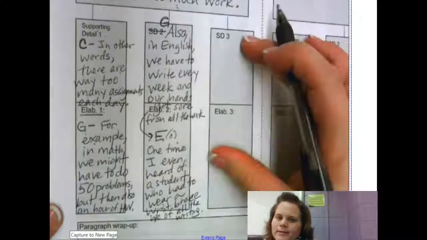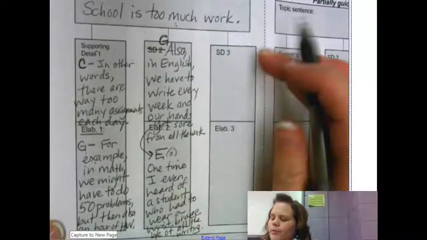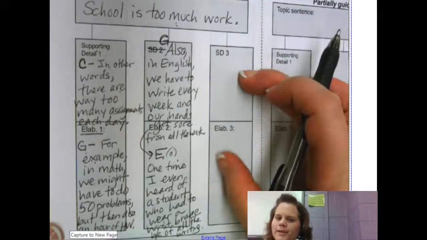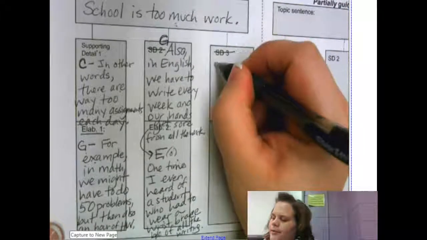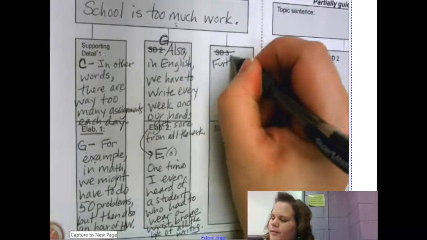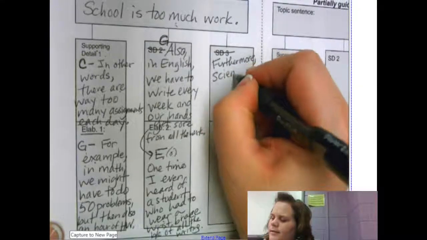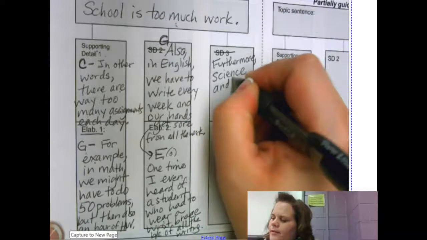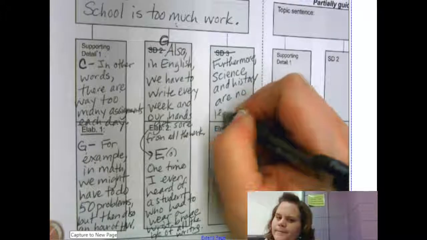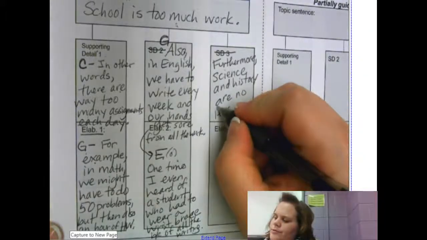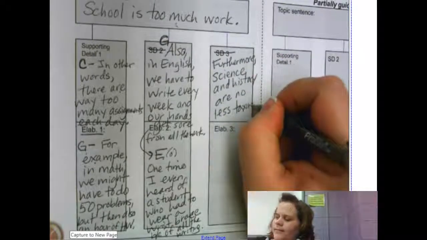Either we could talk about another class, because we're talking about how school is too much work and not just English, or we could go more with English. I think another class would help. So let's say science class. So furthermore, comma, science and history are no less, let's say too much work, it might be taxing, or no less taxing.